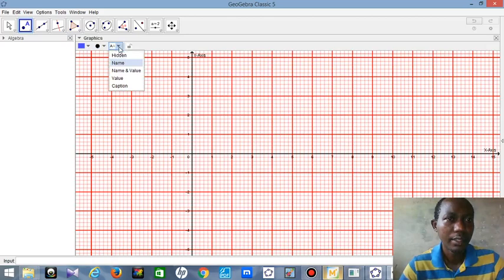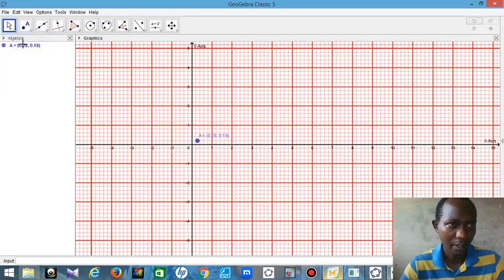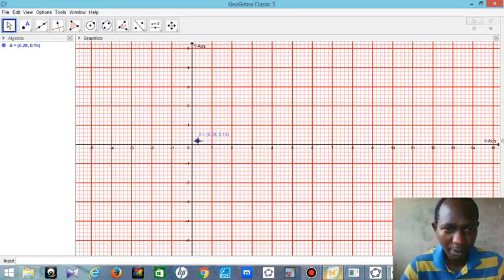Okay, let me put both name and value. Alright, so let's just put the point somewhere here. For example, I don't know if you can see it clearly. So this is the point A, as you can see. Let me move it to the 0 point. I think you can see it clearly.